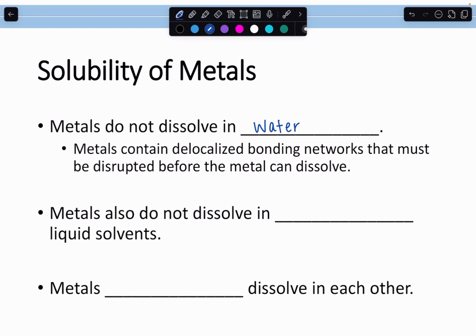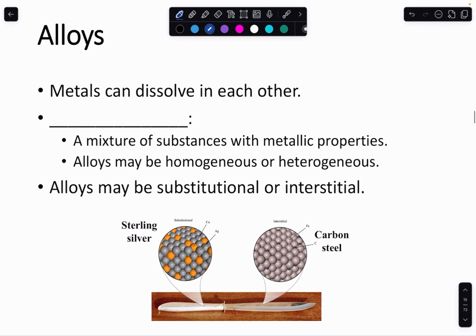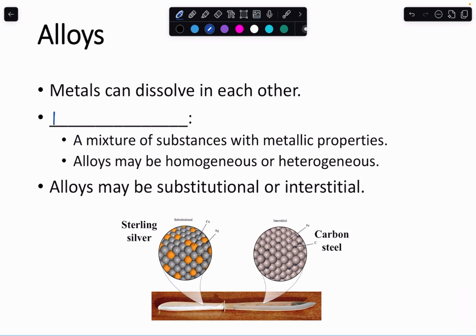Metals also don't dissolve in nonpolar liquid solvents. So water is polar, and metallic solids don't dissolve in water. They also don't dissolve in nonpolar liquid solvents, but they can dissolve in each other. And that's how we get an alloy. Alloys are a mixture of substances with metallic properties. They occur when metals dissolve in each other.